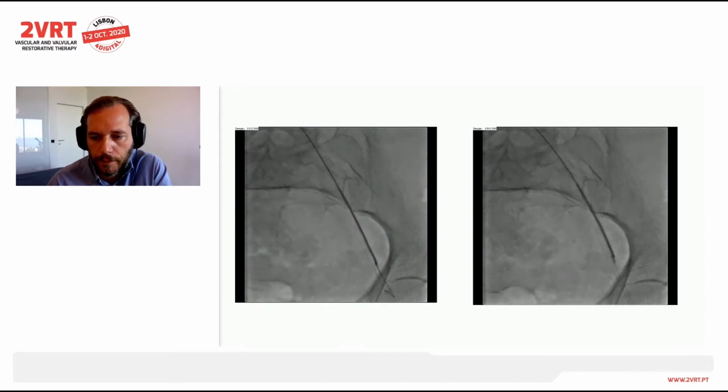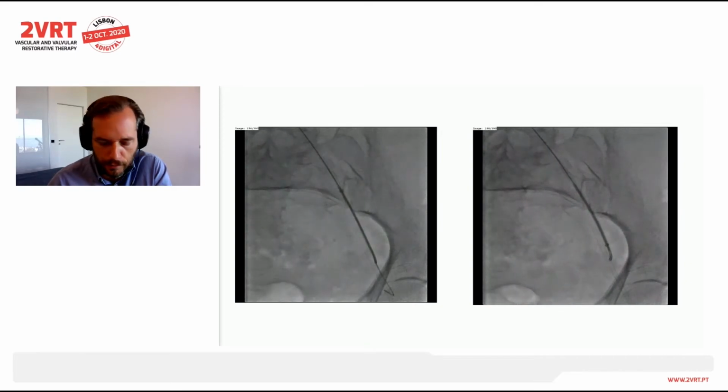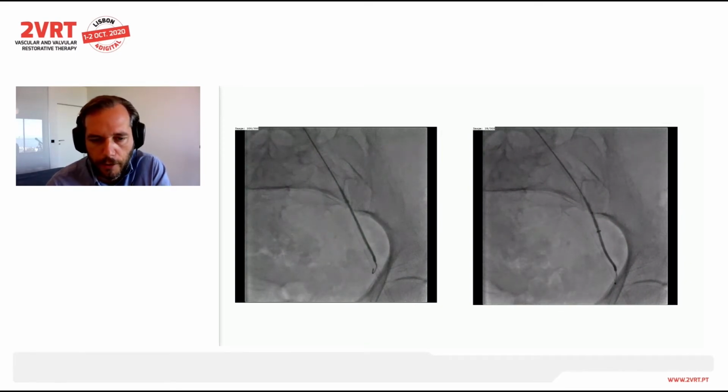And this was our problem, and now we were okay with the sheet inside, but we couldn't do it. Meanwhile, I don't have the videos, but first of all, we tried to advance a peripheral balloon, but we quickly gave up that idea because the peripheral balloon only pushed the tip further distal, into the left femoral artery.